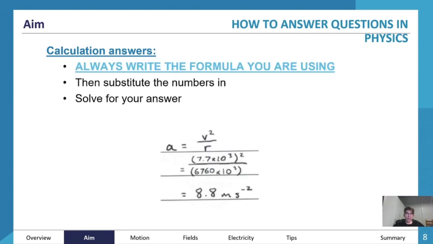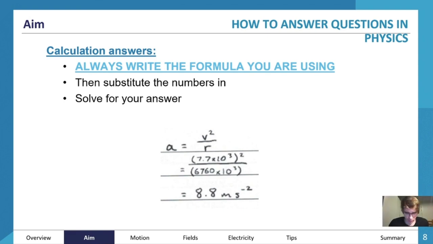Now let's look at some examples of how to answer a question in the VCE exam, given that you're going to see the exam at the end of the year. So when it comes to answering calculation questions, sadly, you have to show every step of the working out. If you don't show every step of the working out, you will definitely be liable to lose marks.